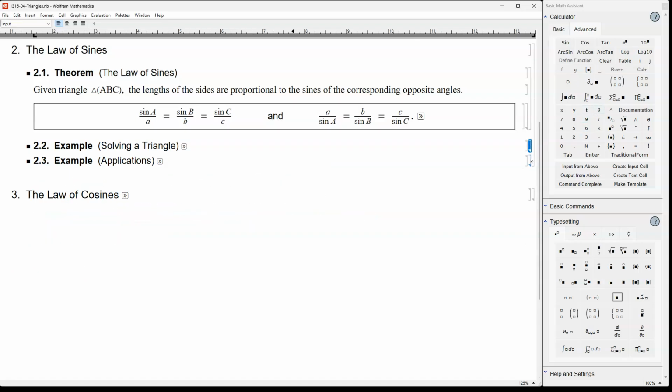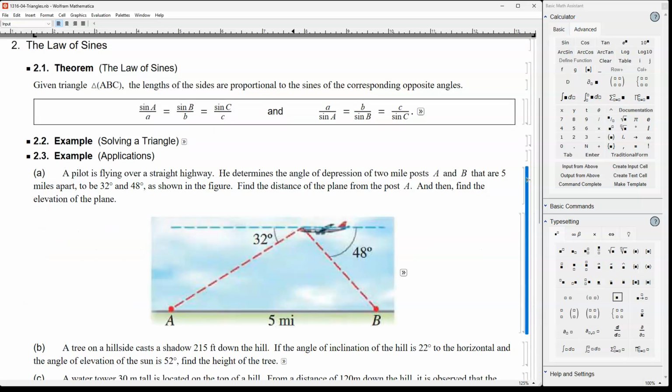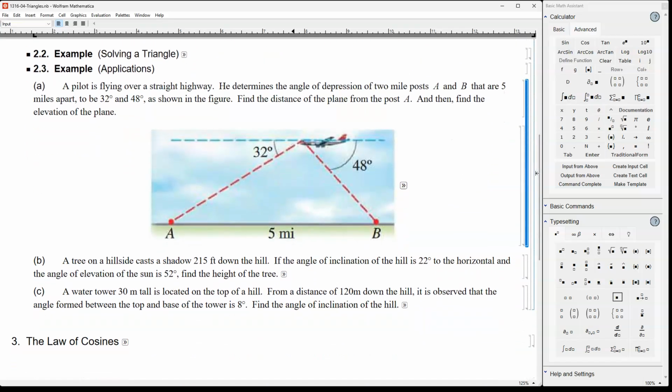Alright, now let's go to a little bit more realistic application problems, which I regard as even more important. Here's the first problem, a very typical law of sines problem. A pilot is flying over a straight highway. He determines the angle of depression of two mileposts A and B that are 5 miles apart to be 32 degrees and 48 degrees, respectively. Find the distance of the plane from the post A, and then find the elevation of the plane.